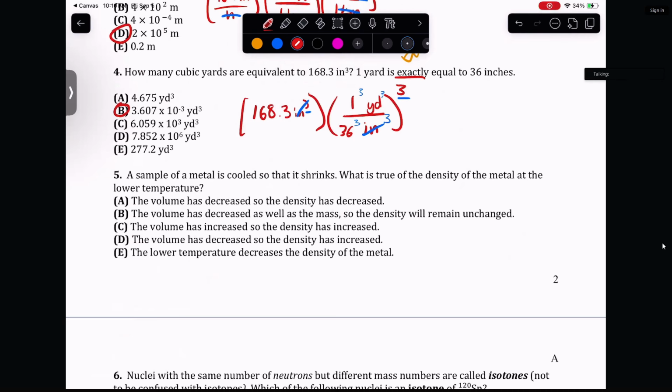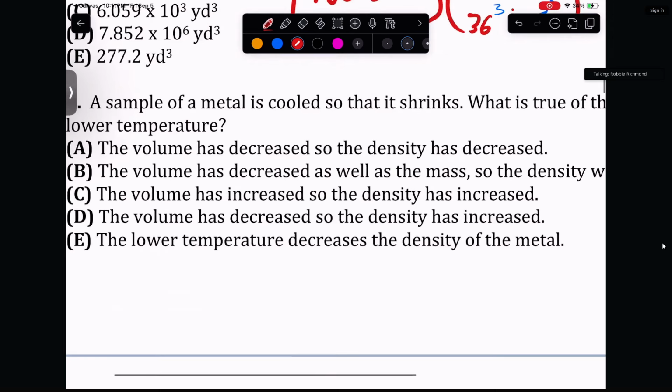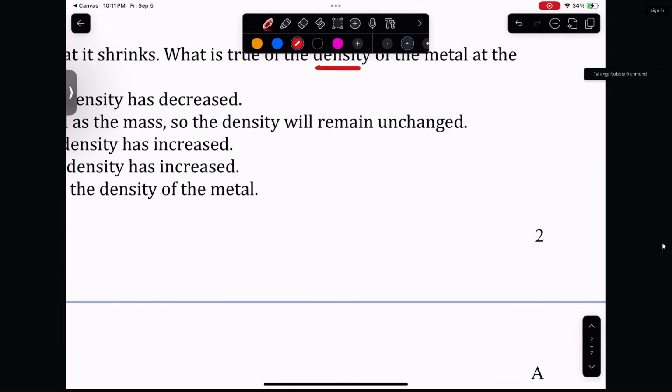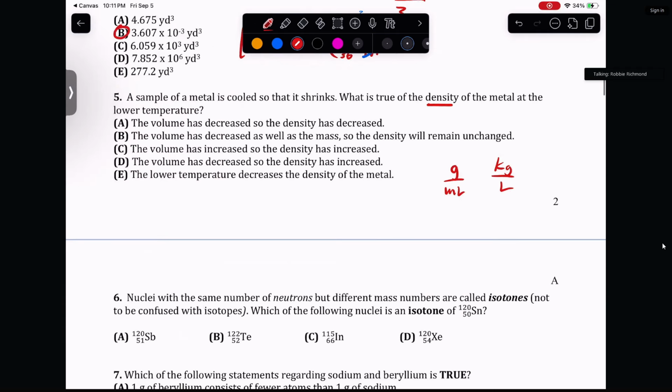Cool. A sample of metal is cooled so that it shrinks. What is the true density of that metal at the lower temperature? So remember, 2 parts of density. We have the volume that it occupies and the mass that it takes. Usually you'll see density in grams per milliliter. You can also see it in kilograms per liter. Any unit of mass over volume, that is density. So when we're talking about a sample of metal that is cooled so that it shrinks, that is referring to its volume.